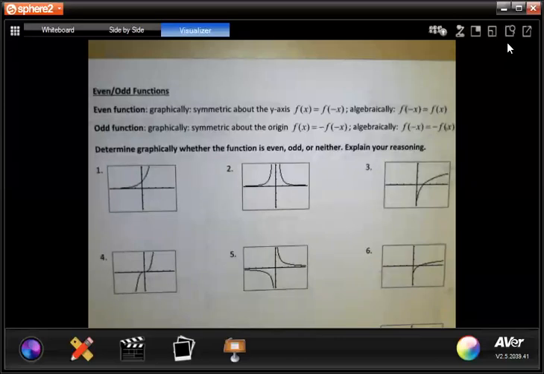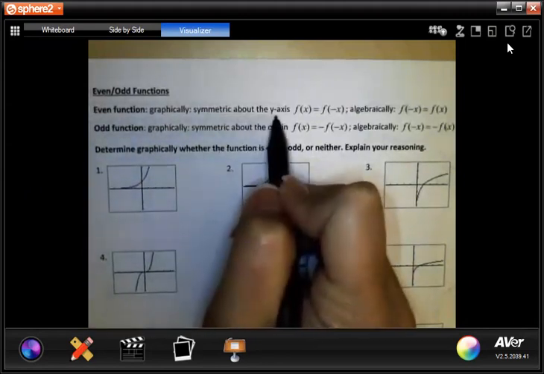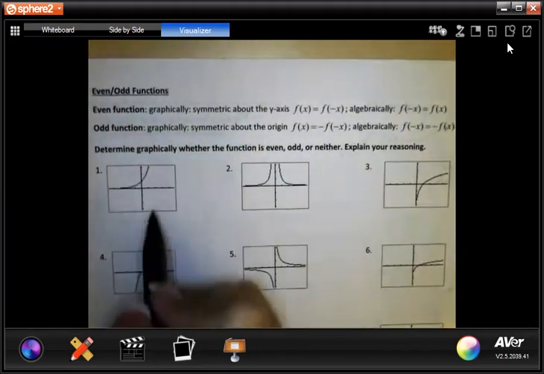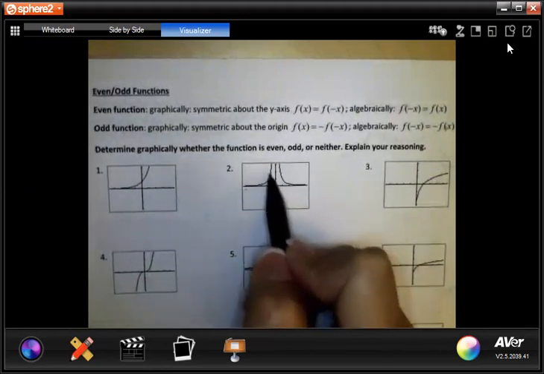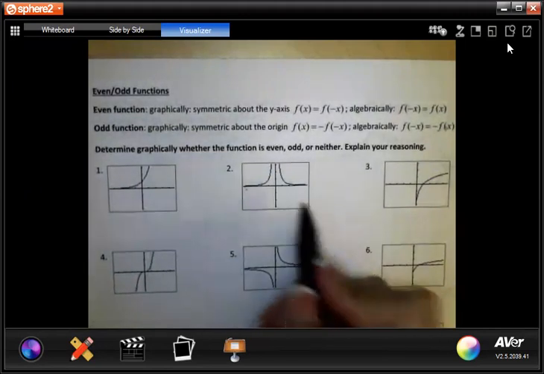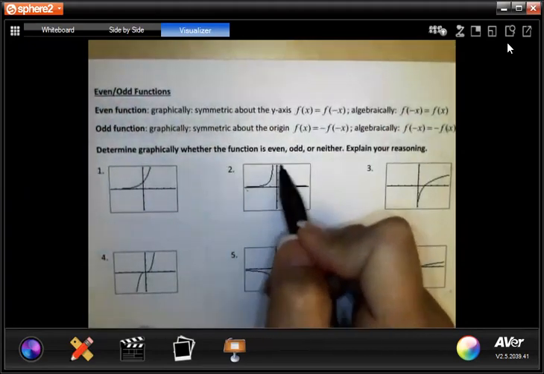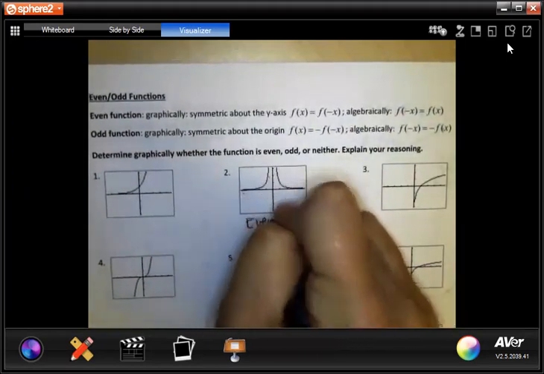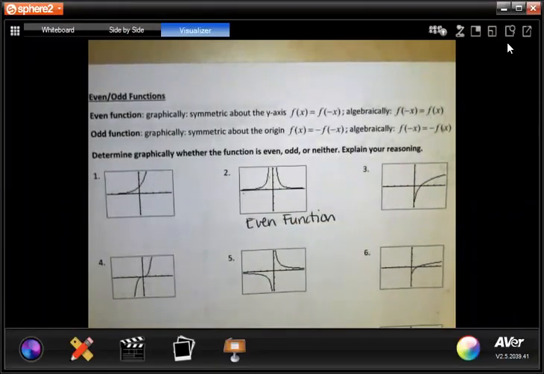All right, a little vocab for you here. We're going to talk about even and odd functions. And so it tells us that an even function is symmetric about the y-axis. So it reflects across that y-axis. You see the same thing on both sides. So this right here could be considered an even function because if I fold it on the y-axis, then this part right here would land right on top of the other. So this right here would be considered an even function. It is symmetric across the y-axis.